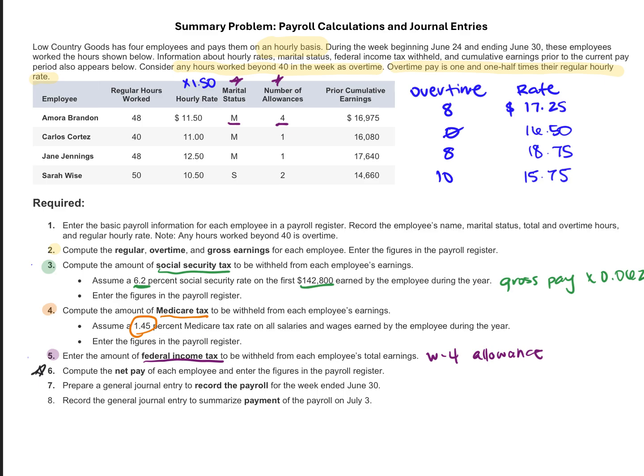All right, going back to our problem, we have already computed their net pay. And so now we're looking at preparing 2 journal entries, which is the last piece of this problem. The first one is to record all the calculations we did in that payroll chart. And then the last one is where we actually pay out in cash to our employees.